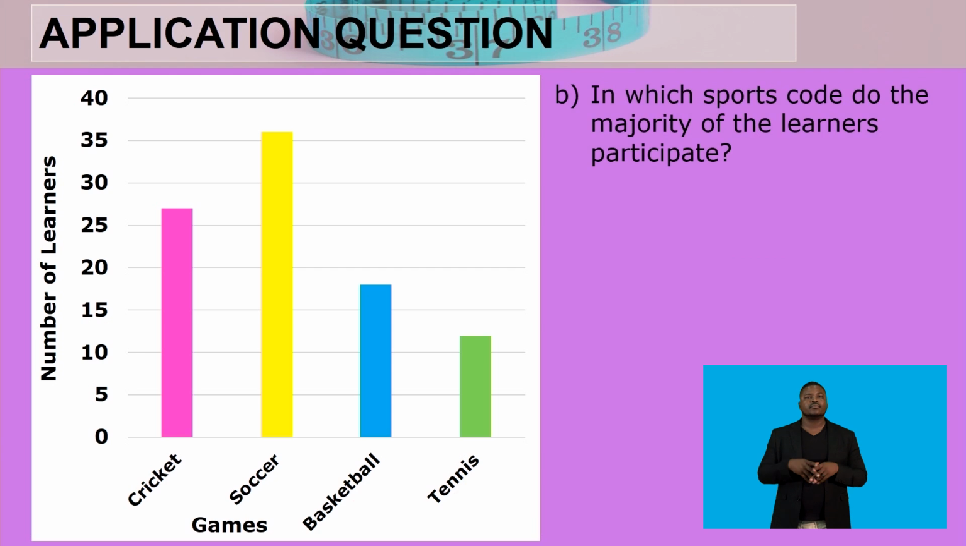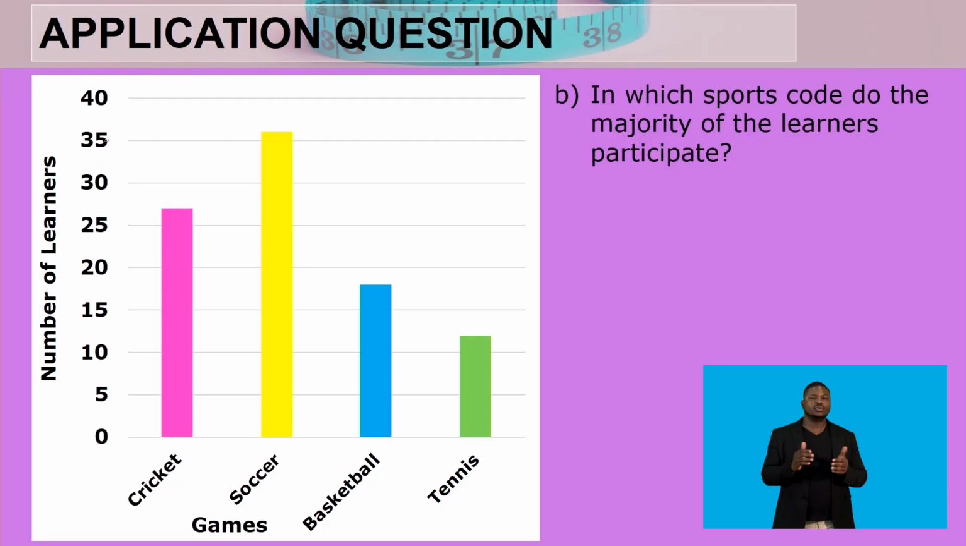Then the next question says, in which sports code do the majority of learners participate? Majority means we are looking at the modal sports code, the highest frequency sports code. We check that the highest is soccer because it is at about 36 learners participating, more than all the other sports codes. So the sports code is soccer. That is the one that most learners are participating in.